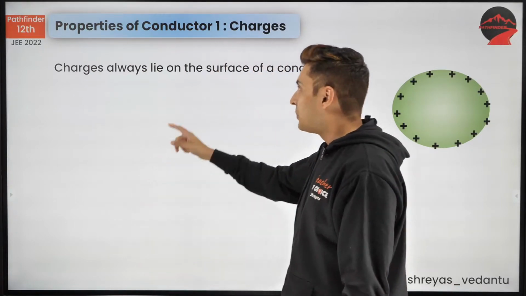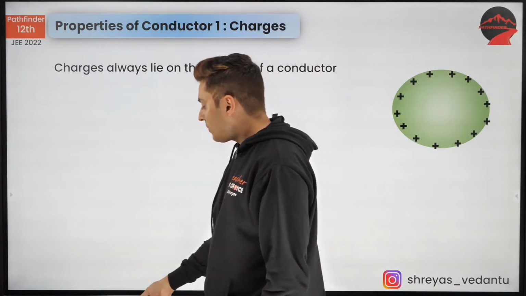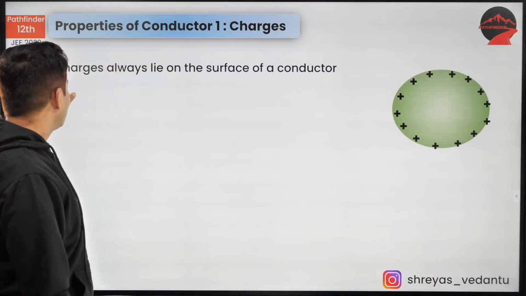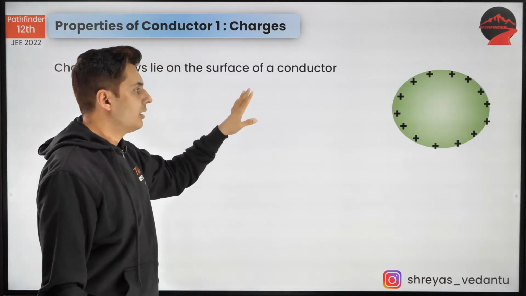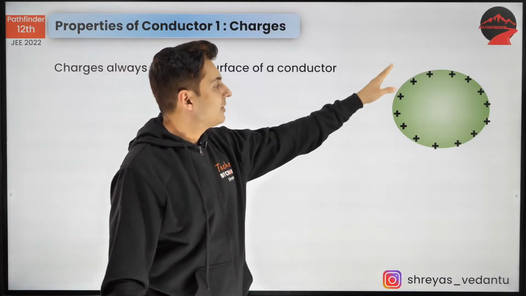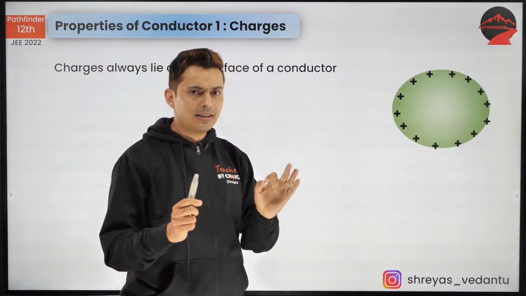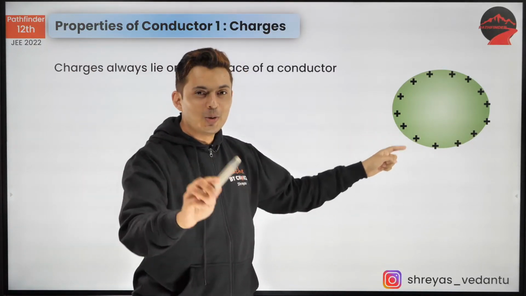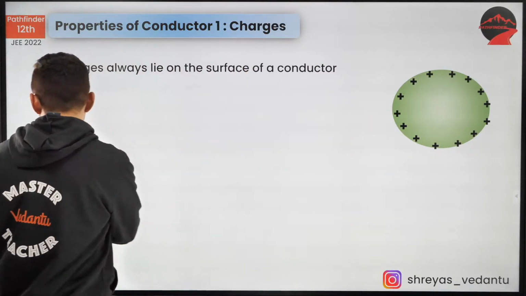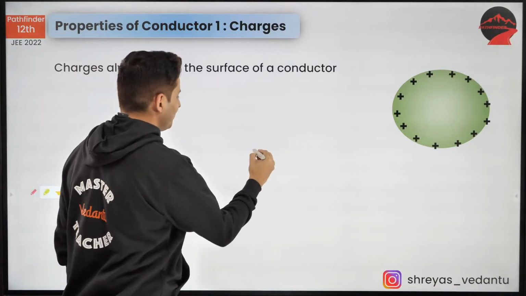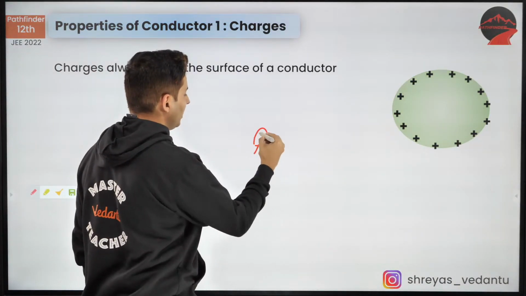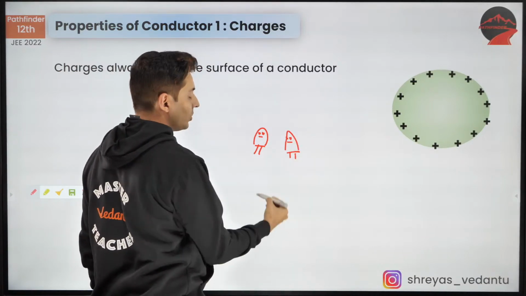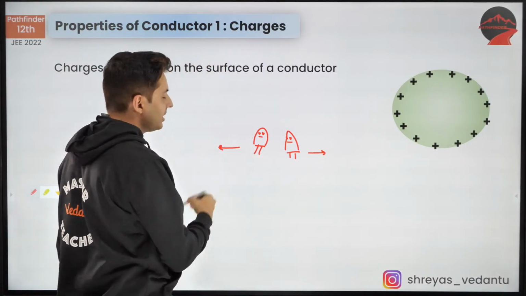All right. So the first property which you should know is this. Charges on a conductor are always on the surface of a conductor. Now there is a very simple way to explain this. See, positive and positive do not like each other. Imagine you have a Pandu who does not like another Pandu. What will these two Pandus do? They will try to move away from each other.